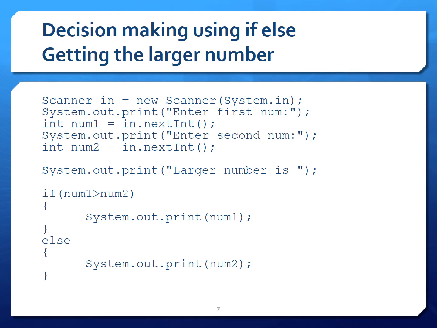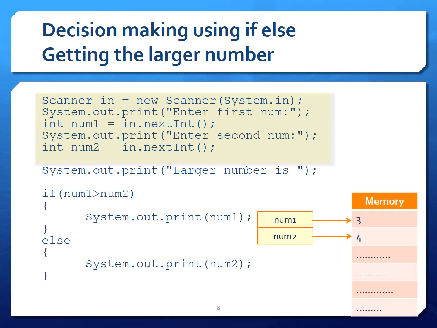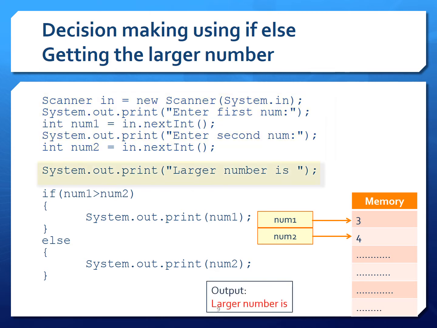In this example, we get two numbers from the user, and the program will print the larger number. First, we get two integer numbers from the user. Let's assume that the user enters num1 as 3 and num2 as 4. We print the first part of the output, "larger number is". Note that we are using print and not println here, so that the larger number can be printed immediately after the text "larger number is".